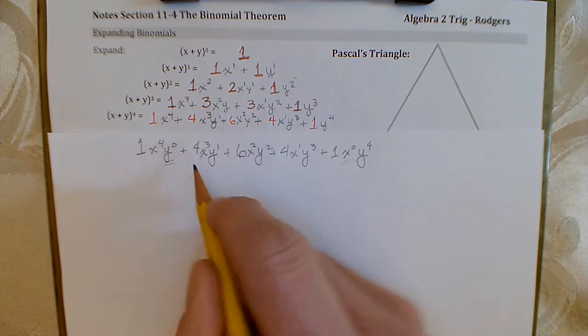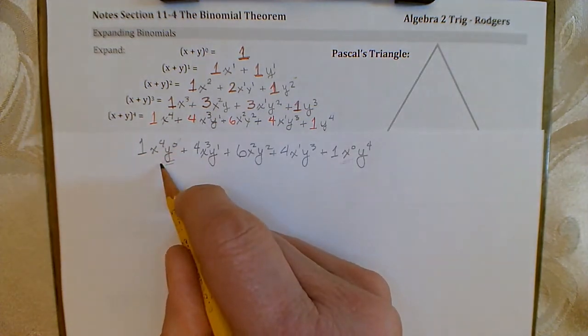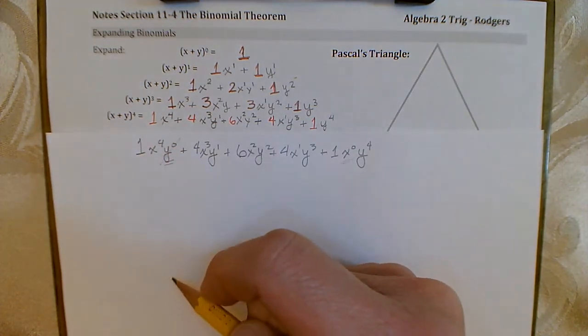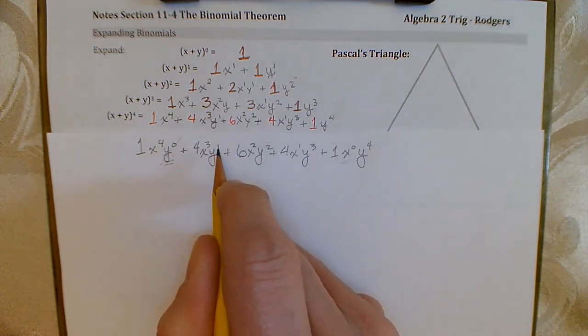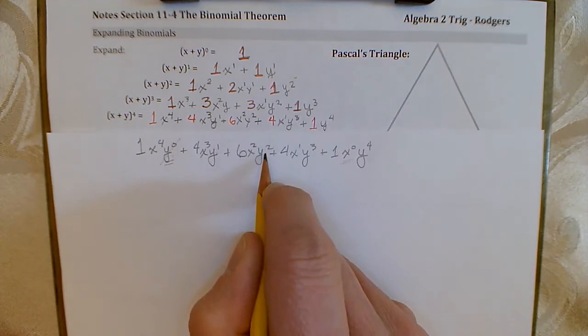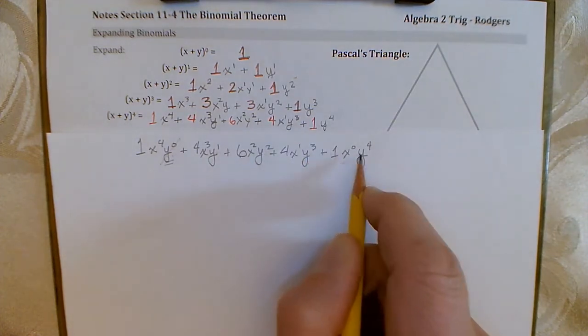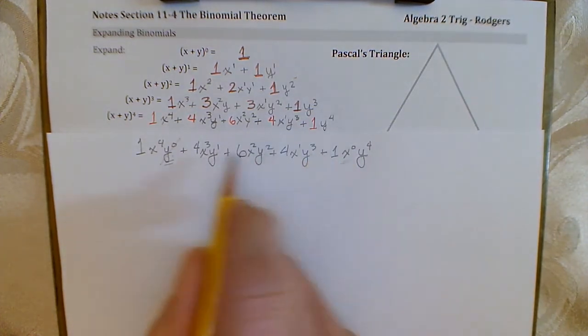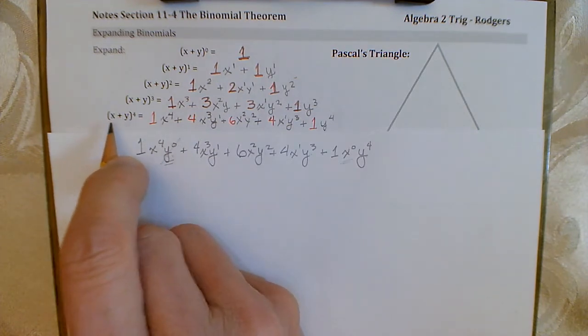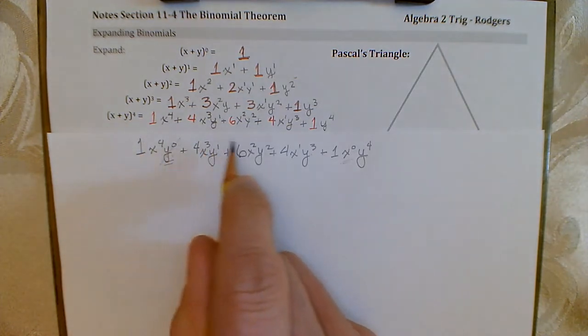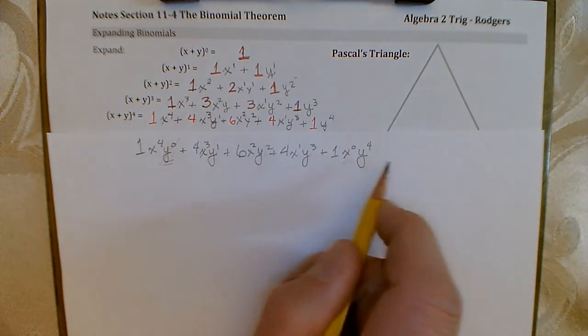That would not be a good thing to leave your answer in. We'll just ignore that and make it a 1. So we have y to the 0, and now it increases by 1, y to the 1, y to the 2, y to the third, y to the fourth. So the exponents on the two variables change: one's increasing by 1 and one's decreasing by 1 as we go across.